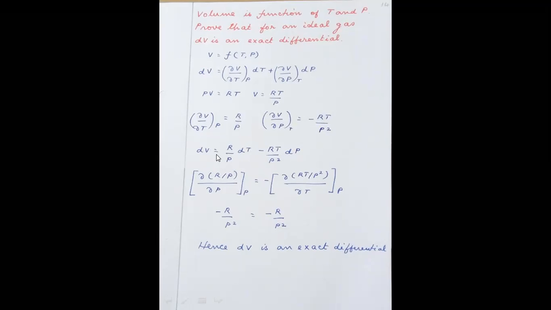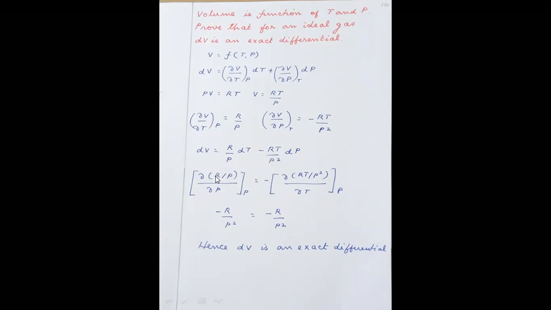So dV is R by P dT minus RT by P square dP, in the whole equation that I have written here. So dV is (∂V/∂T) at constant pressure into dT, and then (∂V/∂P) at constant temperature into dP. When these are substituted and written in a single line, you get dV is equal to R/P dT minus RT/P² dP. Again I would like to differentiate this part with respect to pressure, and this part with respect to temperature, as we have done in the case of the Euler equation.